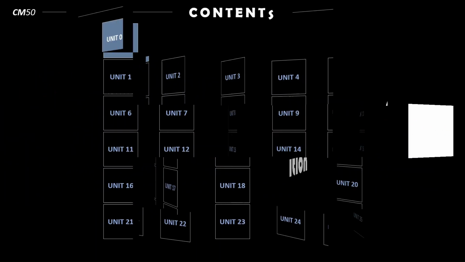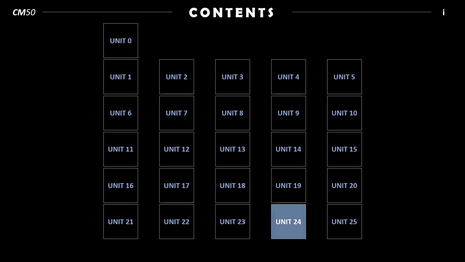In this video, we'll be expanding on Unit 24 of CM50, which covers complements. Now, this video is the longest and most in-depth yet, so don't forget to check out the timestamps in the description if you need to jump to a particular section.